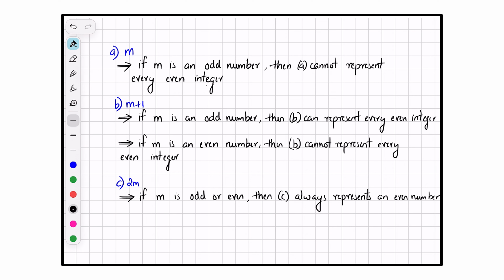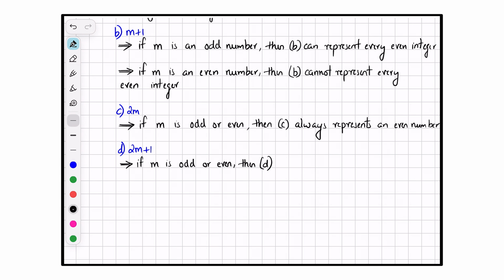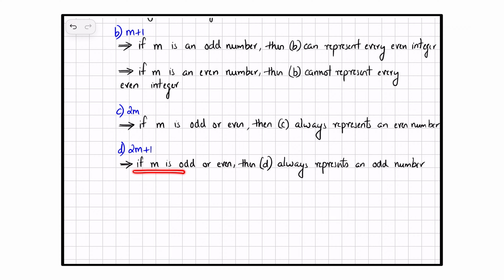Now you don't actually have to check option D, the fourth option, that is 2m plus 1, but since we are learning by solving problems, it is good to analyze option D and see what we can learn from it. So option 4, let m be an odd number or an even number. When you compute 2m plus 1, you will see that whatever the number, it will always represent an odd number.